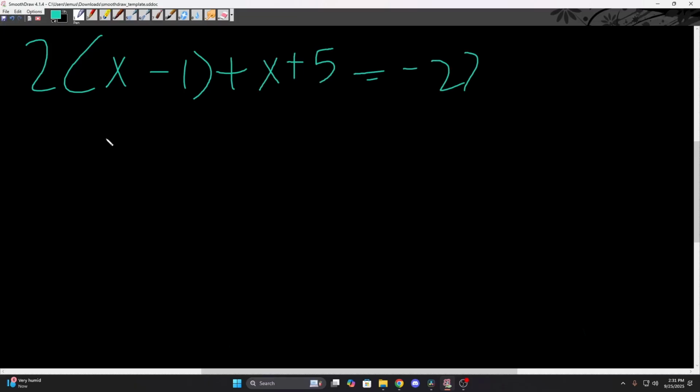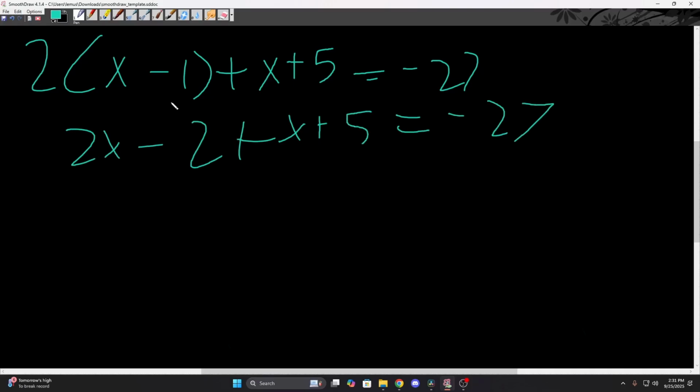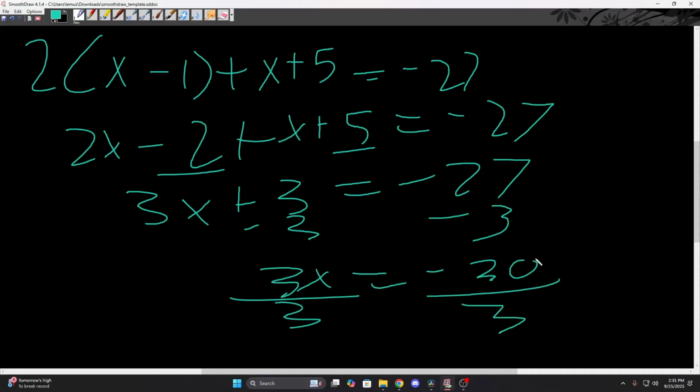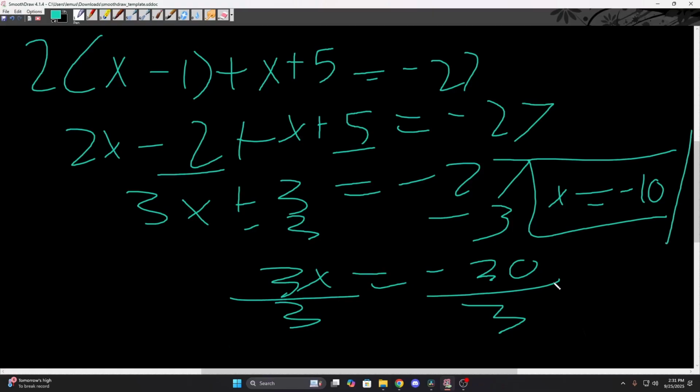Okay, so for the last question, it's 2x times 1 plus x. Oh wow. Plus 5. By the way, I'm using my mouse, so this is messed up. It's negative 27. You just distribute. So then you have 3x plus 3, because minus 2 plus 5 equals 3. Negative 27. You subtract 3 on both sides. You should get negative 30. And then you have 3x. You divide by 3 on both sides. You should end up with x equals negative 10. Alright. That was the last question, so yeah.